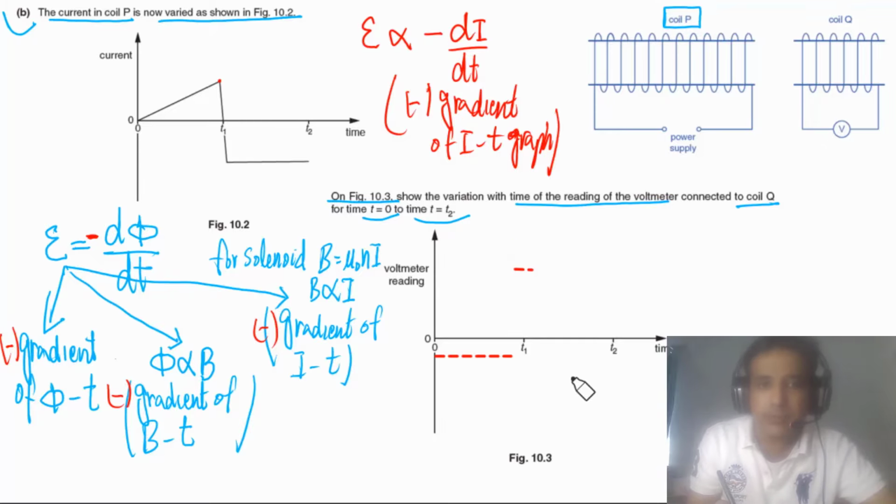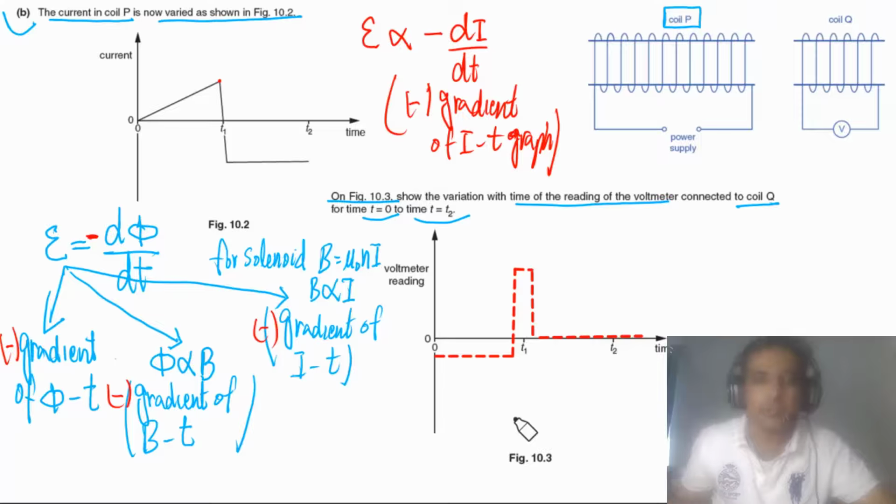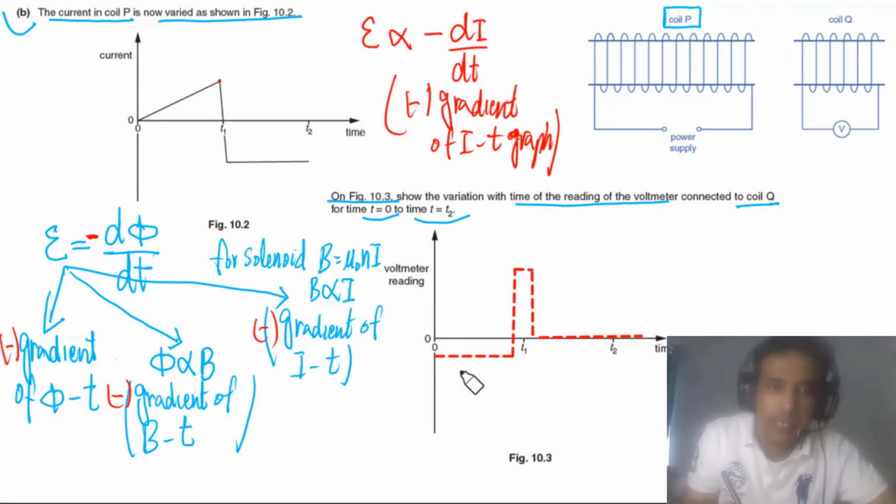After that, you can see the gradient is 0. It means that EMF will be 0. So this is what you need to sketch. We can also join them by a dotted line, so it looks nicer. This is how you need to sketch the graph. But one thing you need to understand in this case is that this gradient has to be shallower compared with this one, because this one is steeper and this is shallow. So this EMF has to be greater than this one.